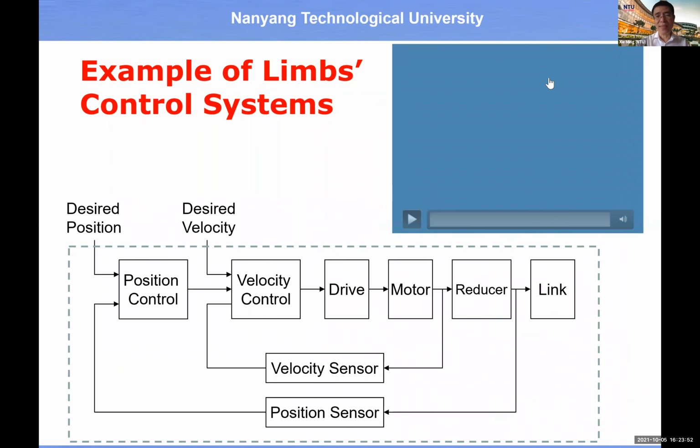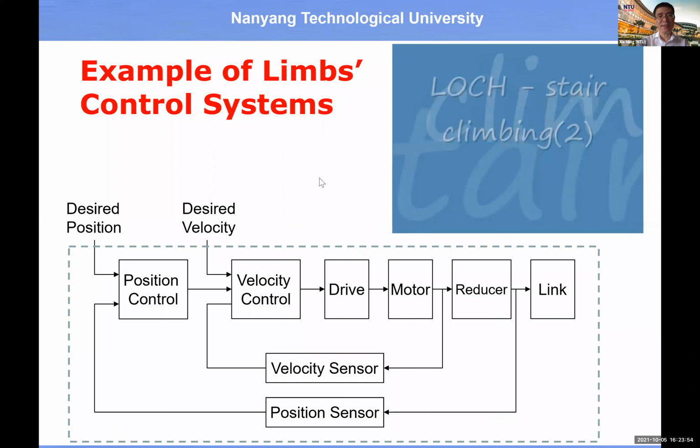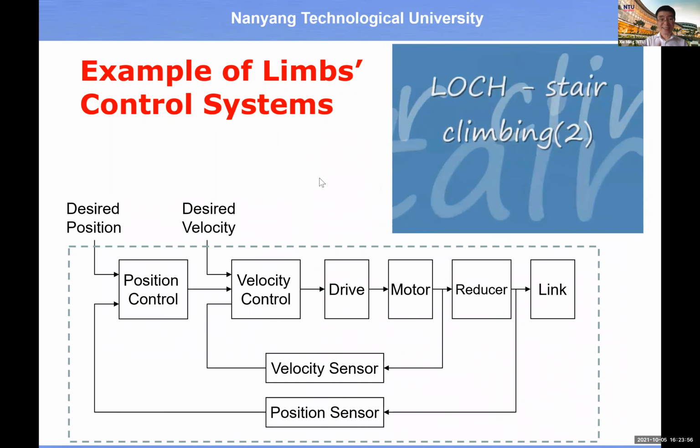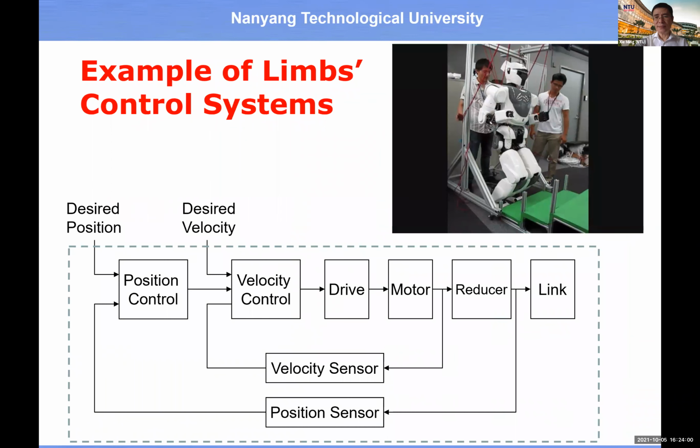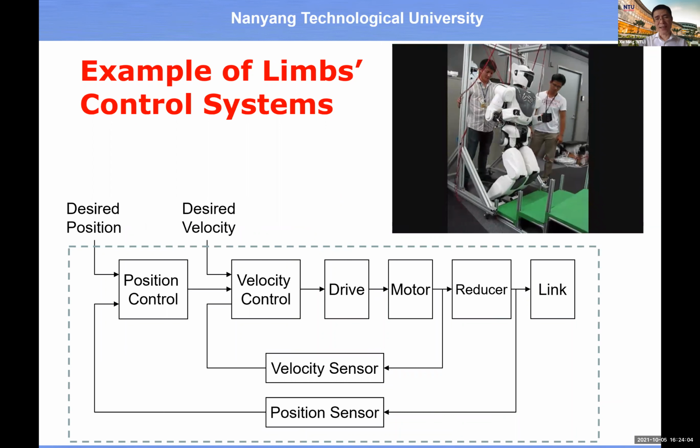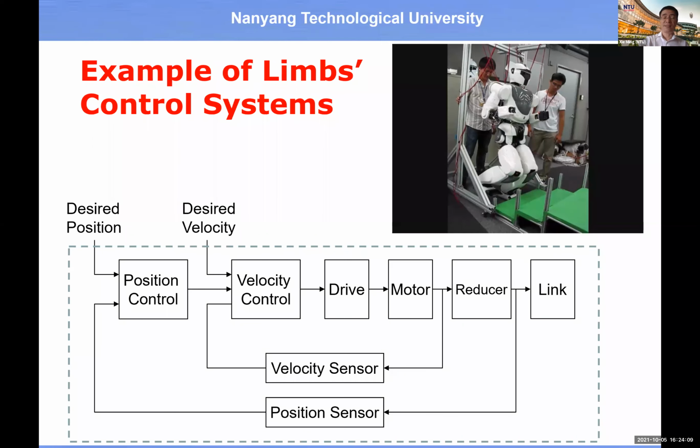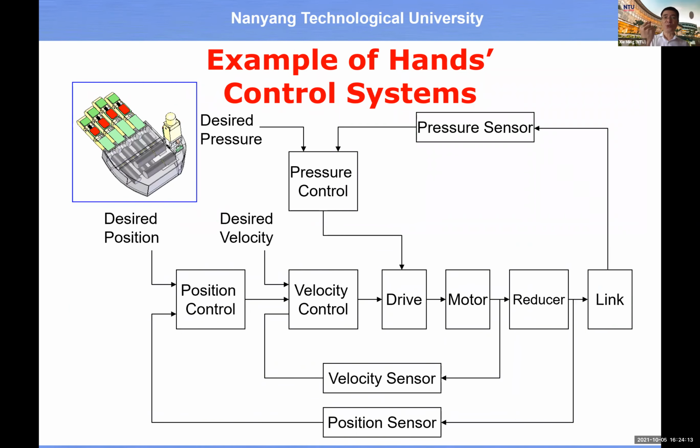Here is one example of how to control the signal for the leg. Just now you have seen this video. This kind of feedback control is used to control at the signal level. Also we can control the signal which comes from the finger of a humanoid robot.